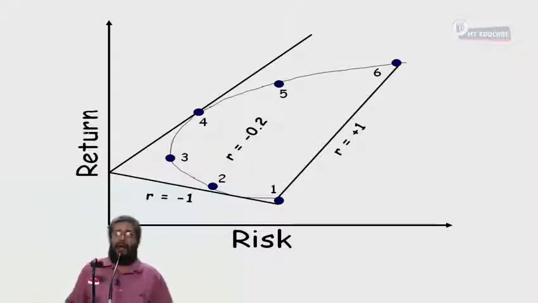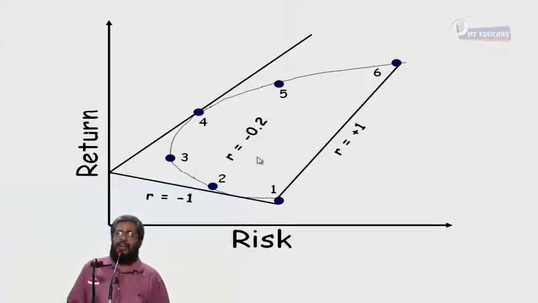Everybody following or not? Now, in that case, when correlation is minus 1, through a combination, I can reduce my risk to 0. Right or not? Tell me, what is that combination? Proportion of A is equal to sigma B by sigma A plus sigma B. Proportion of B is equal to sigma A by sigma A plus sigma B.